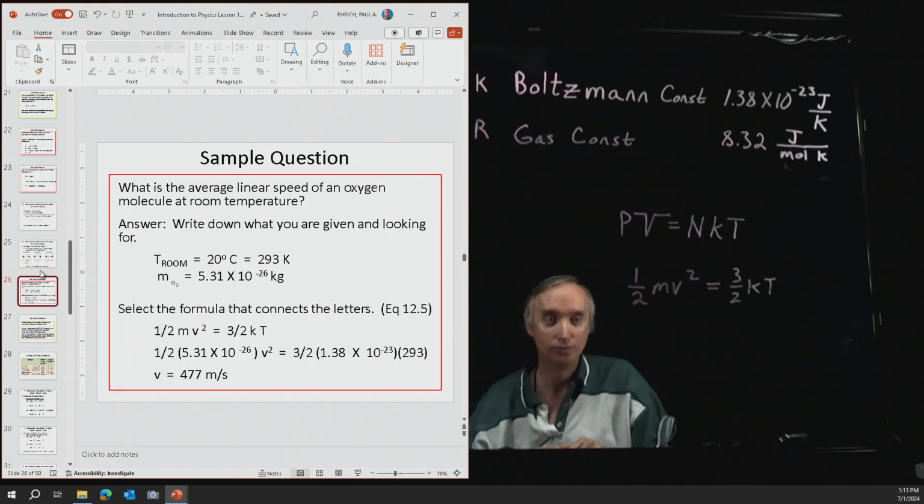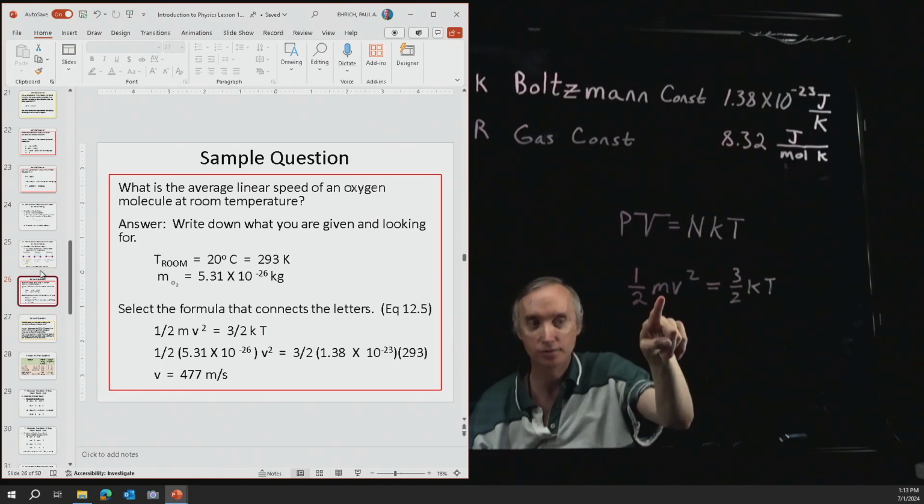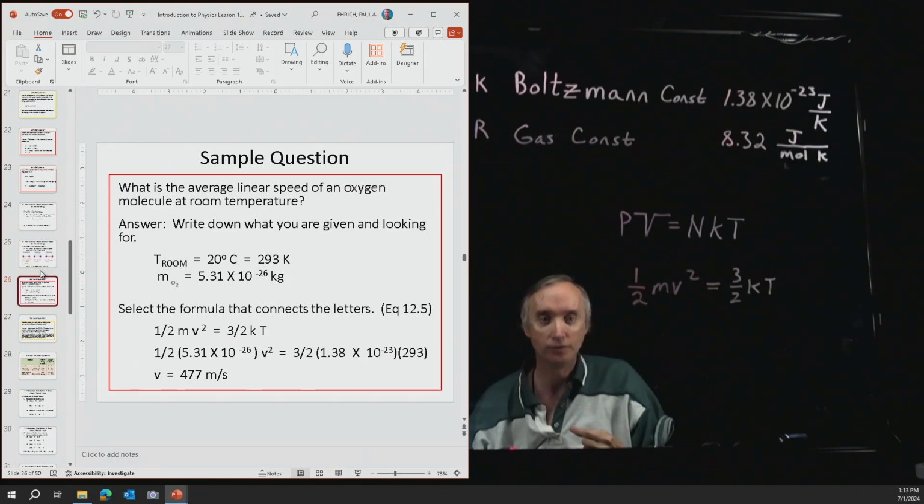Well, if that's true, why aren't you being knocked around by all of those molecules? Well, remember, they have a very, very small mass. So even though they're hitting your head and bouncing off of it, they don't have a lot of momentum. So they're not going to be jostling your head very much.